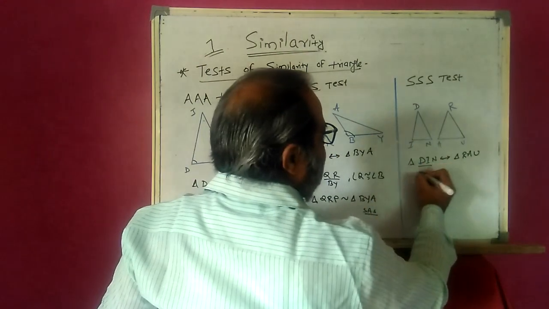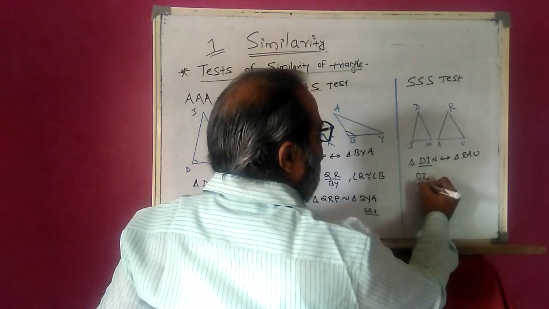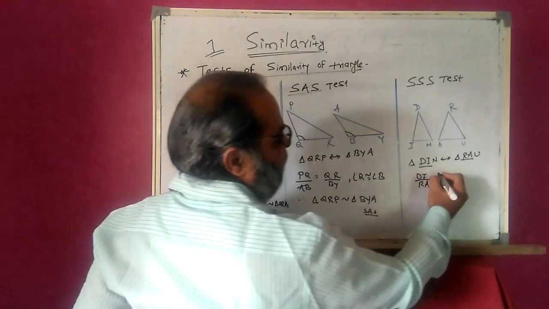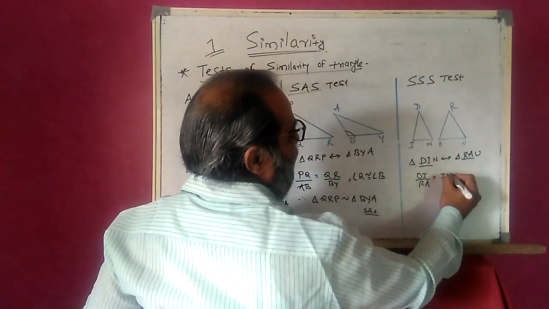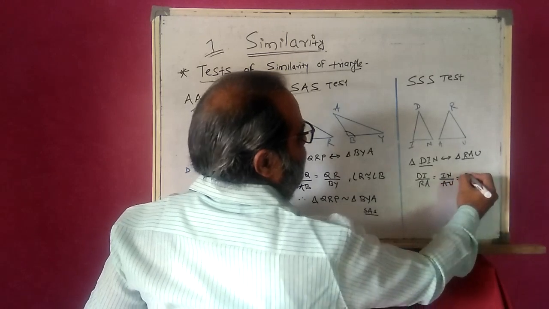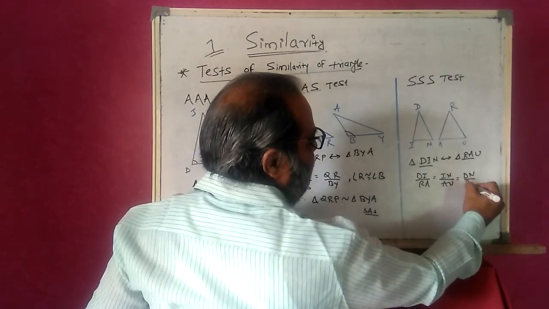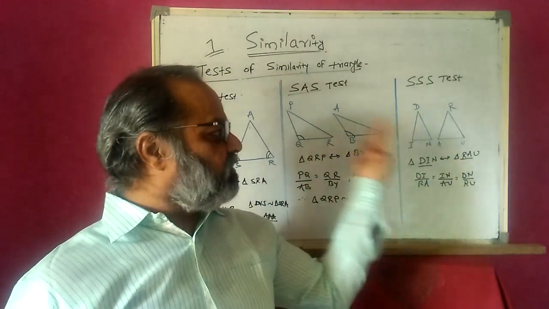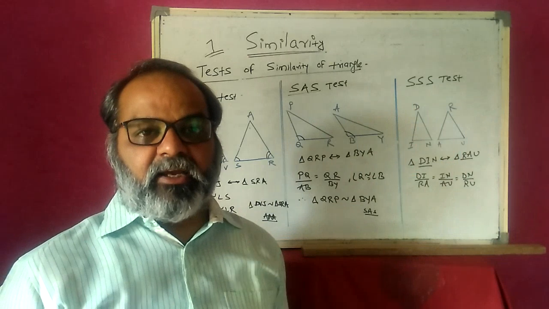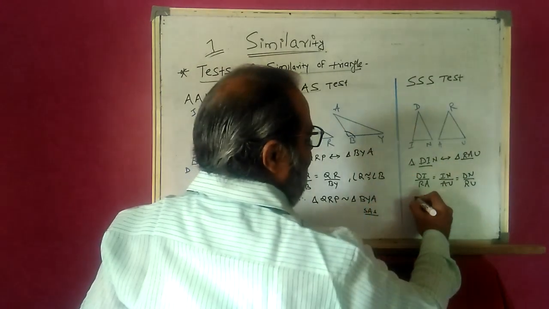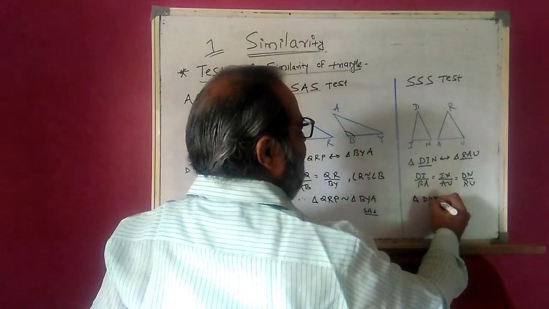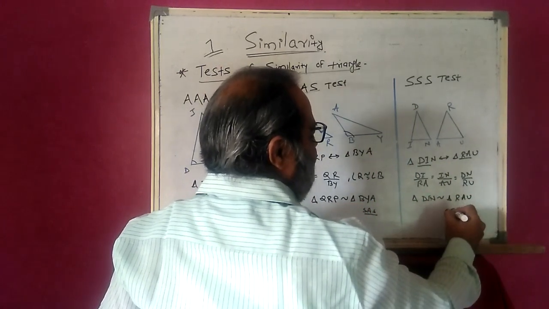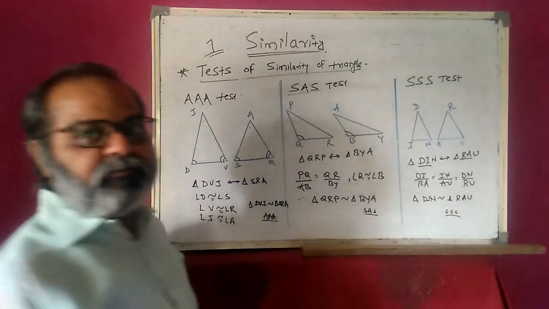So DI divided by RA, the first two alphabets, DI divided by RA is equal to IN divided by AU is equal to DN divided by RU. So all three sides are proportional to the second triangle. So it means that triangle DIN is similar to triangle RAU by the SSS test.